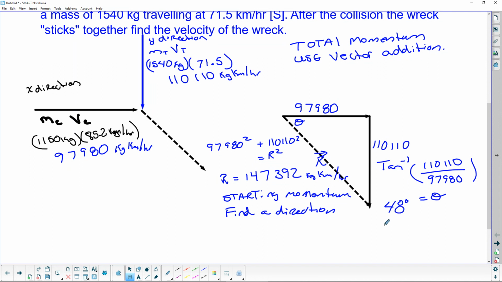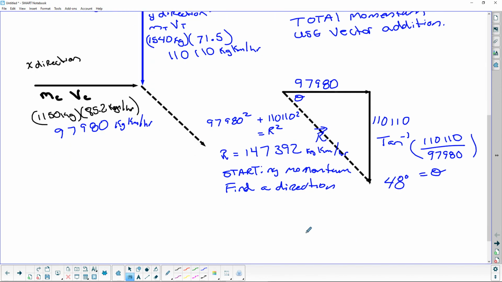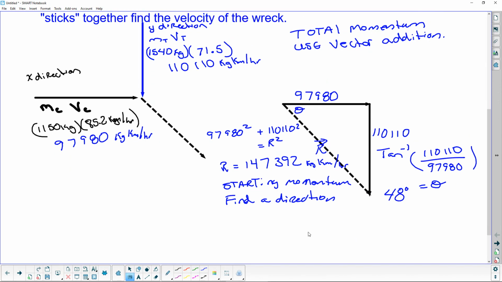So that tells us what our initial momentum would be when we combine the x direction car and the y direction truck. So my total momentum is 147,392 kilometers per hour, going east 48 degrees to the south.